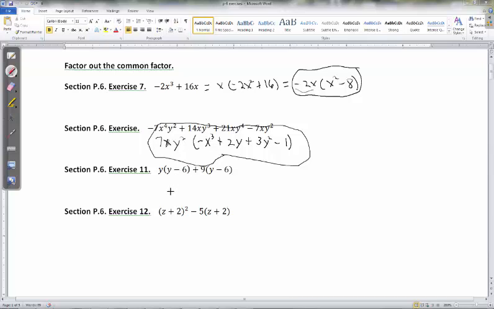Moving along. Exercise 11. By the way, this exercise here, I think it was originally 10, but I added another term to change it slightly. So it's very similar to a problem in the book, but it has an extra term, so it is something I created, but I think it's close to exercise 10 in the book. And on exercise 11, this is a little different, but still the same concept. You have this y minus 6 parentheses that is common.